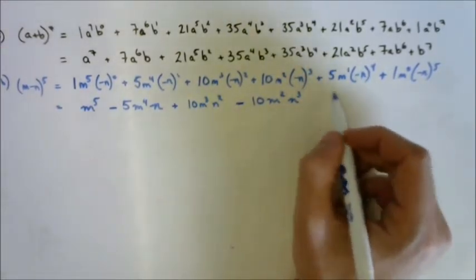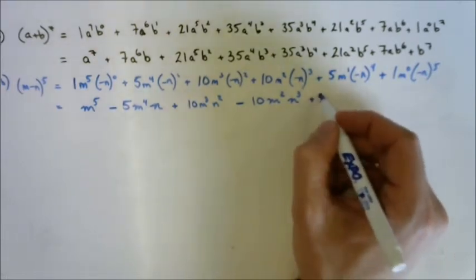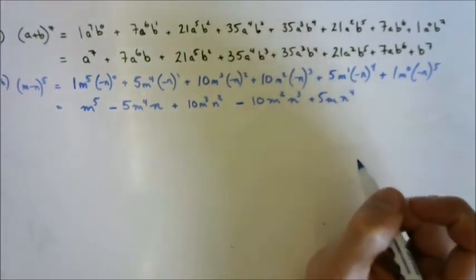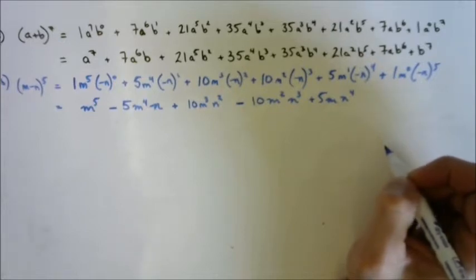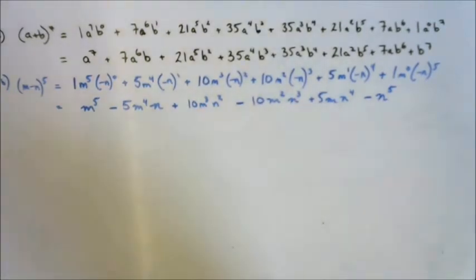Is my next term going to be positive or negative? Positive. Positive 5m n to the power of 4. Is the next term going to be positive or negative? Negative. It's going to be negative n to the power of 5.